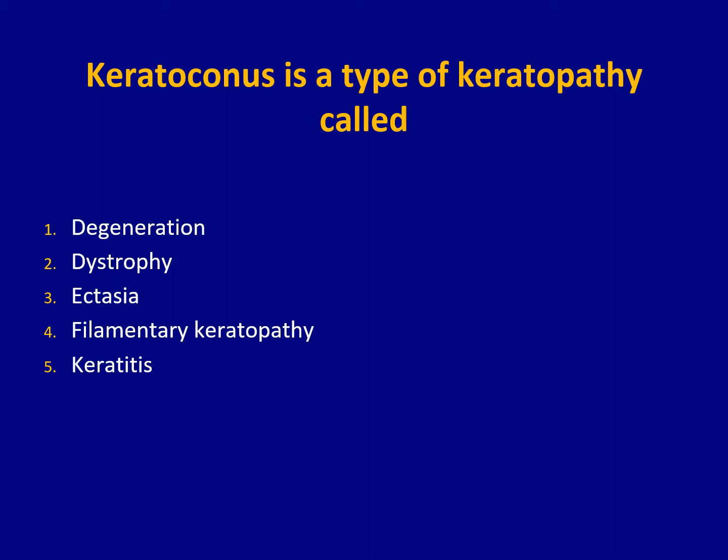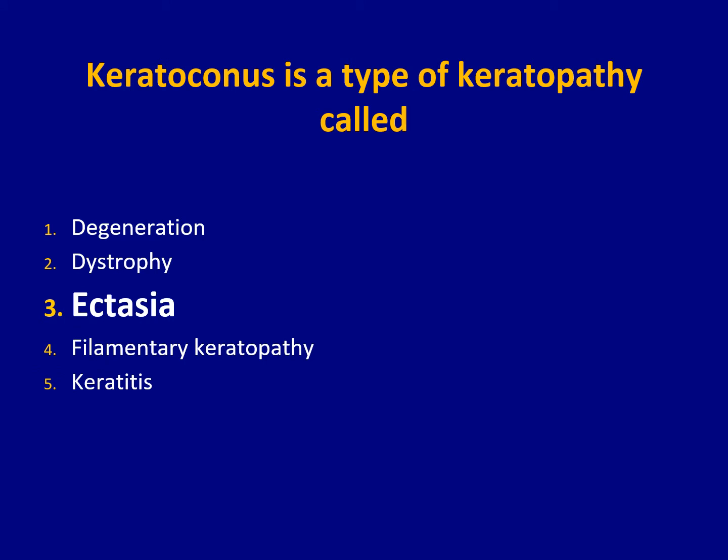Next MCQ is keratoconus is a type of keratopathy called degeneration, dystrophy, ectasia, filamentary keratopathy, or keratitis. Remember, the keratopathies were grouped because the cornea was protruding and they were named ectasia, and keratoconus was one of them. So the answer is ectasia.